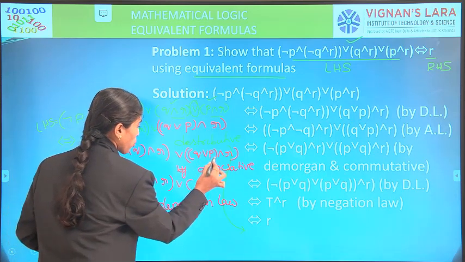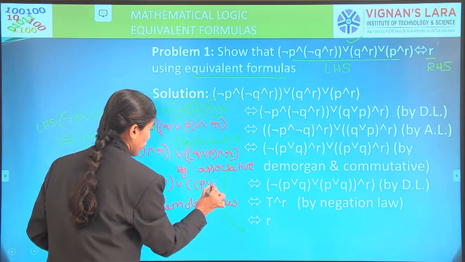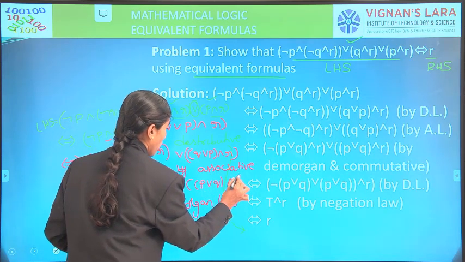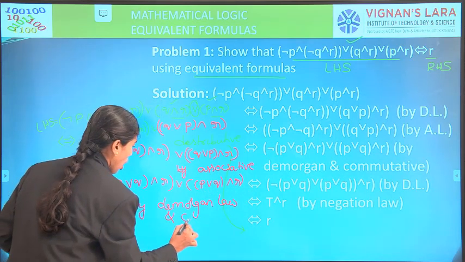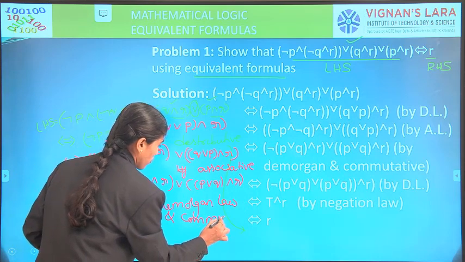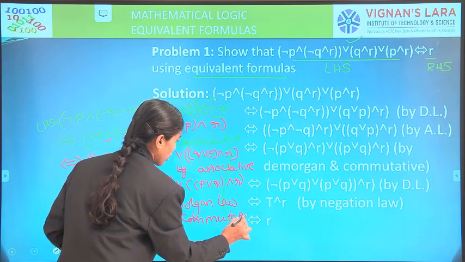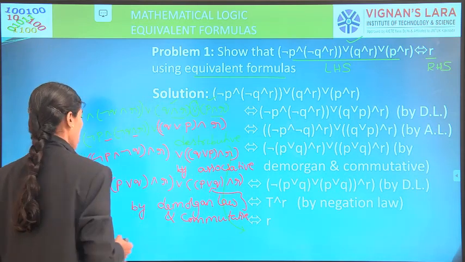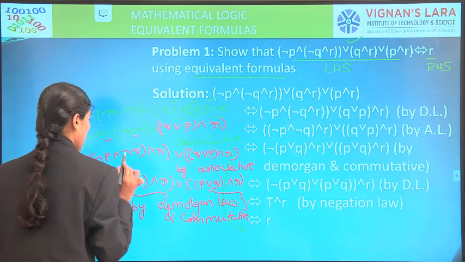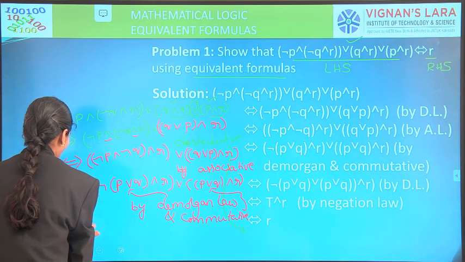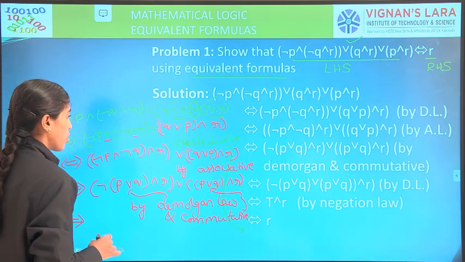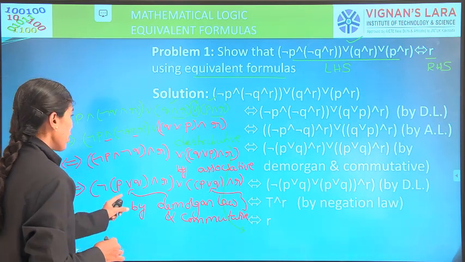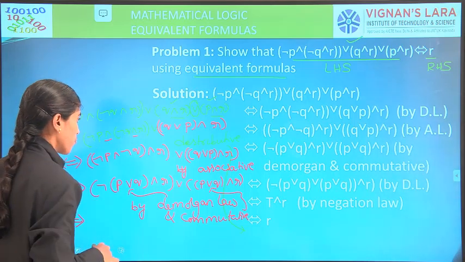Here we apply QRP interchange with PRQ. We call this the commutative law. Where are we applying commutative? This commutative is applied here and De Morgan is applied here. Right? So, then we apply this here.